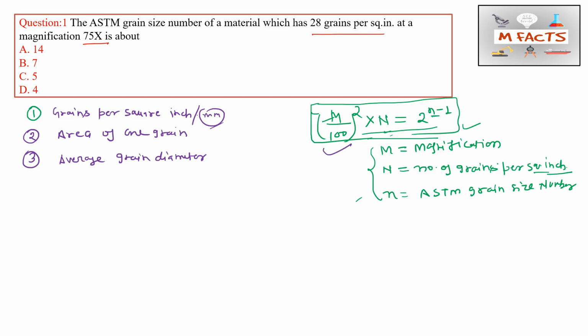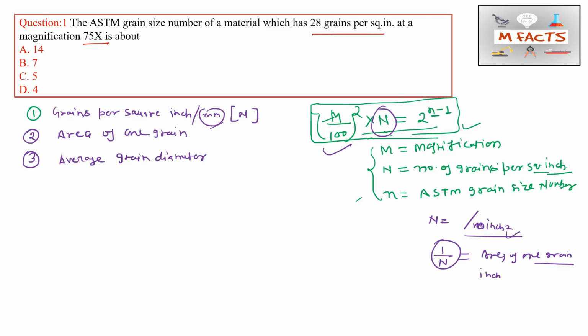Whenever they say calculate the number of grains per square inch, we will calculate this N value. This N value will be the number of grains per square inch, so we will get this N in per inch square. Whenever we take the reciprocal, 1 by this N value, we will get the area of one grain. We can see this also through the units: if we reverse this N value, we get inch square. So this is the area of one grain, 1 by N.